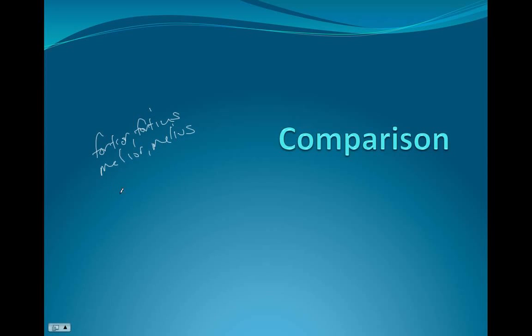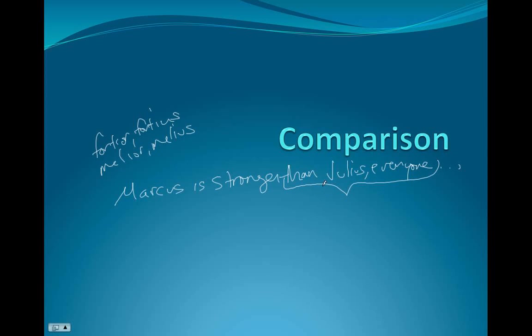You can say that Marcus is stronger, but that by itself isn't very interesting. We want to find out who Marcus is stronger than. So in English, to do comparison, we need the conjunction than. Marcus is stronger than Julius, or everyone, or so on. So we want to know how to construct this than somebody or something.